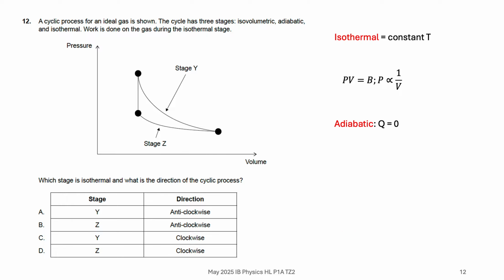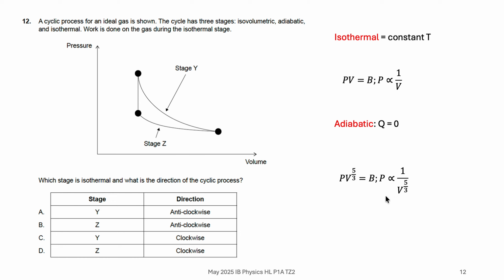For the sake of adiabatic, we're talking about heat equal to 0. No heat flow in or out of our system. And the result of that, and this is an equation you just need to memorize, is that we have a slightly different behavior. We have P times V to the 5 over 3 is equal to some constant. In other words, P is inversely proportional to volume to the 5 over 3. Now what that means is we hopefully have the information to work out which of these stages, Y or Z, is isothermal or adiabatic.